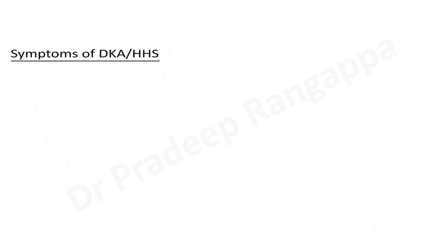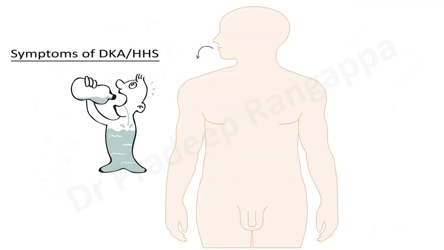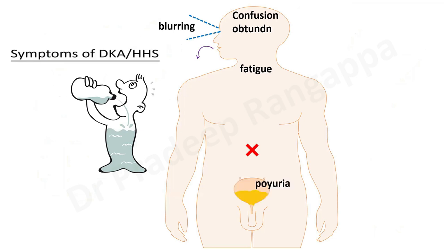So what are the symptoms of DKA or hyperglycemic states? We did speak about polydipsia, so they have increased thirst and drink a lot of water. They could have nausea and vomiting. They can have blurring of vision. They can have confusion, obtundation. There's increased fatigability. And most of you would have characteristically read that they would have abdominal pain, which is not the case in HHS. And they would have polyuria. They can have tachycardia because of loss of water. So they can become hypovolemic and hypotensive.